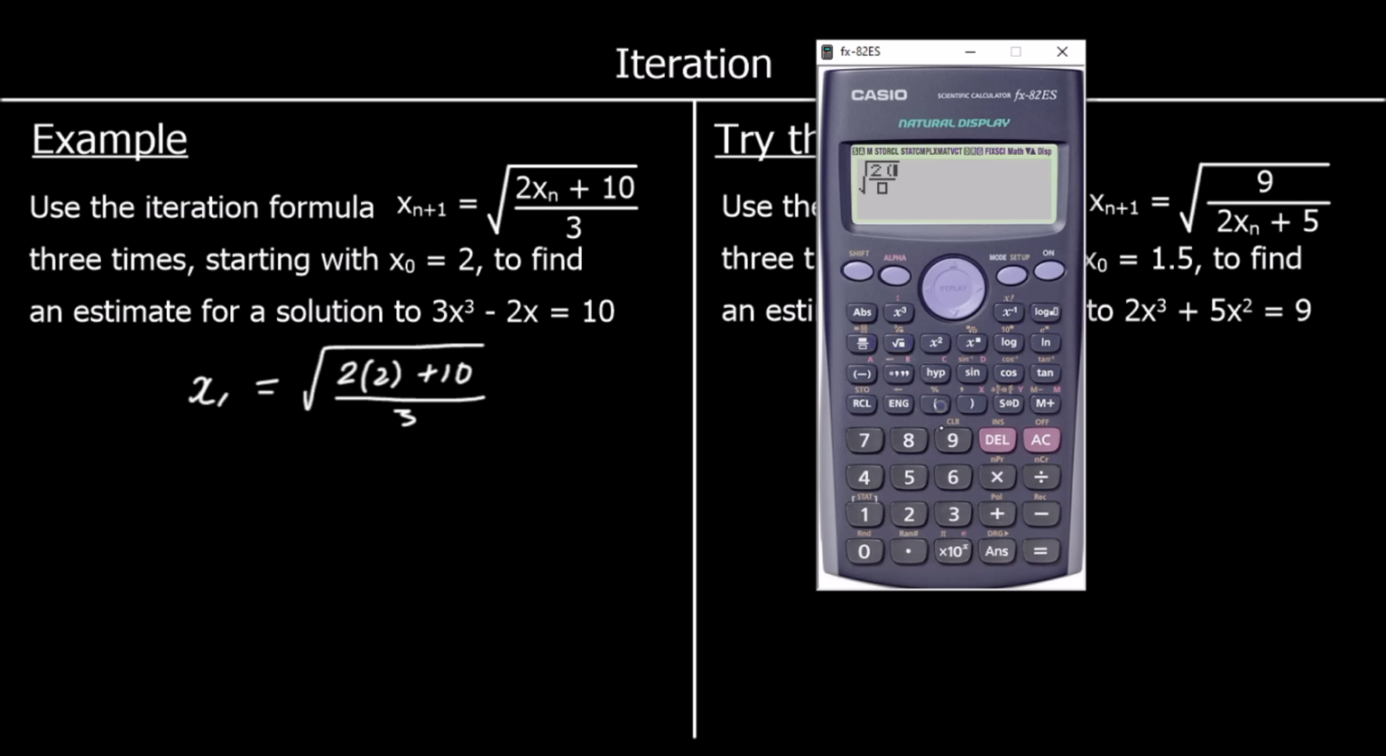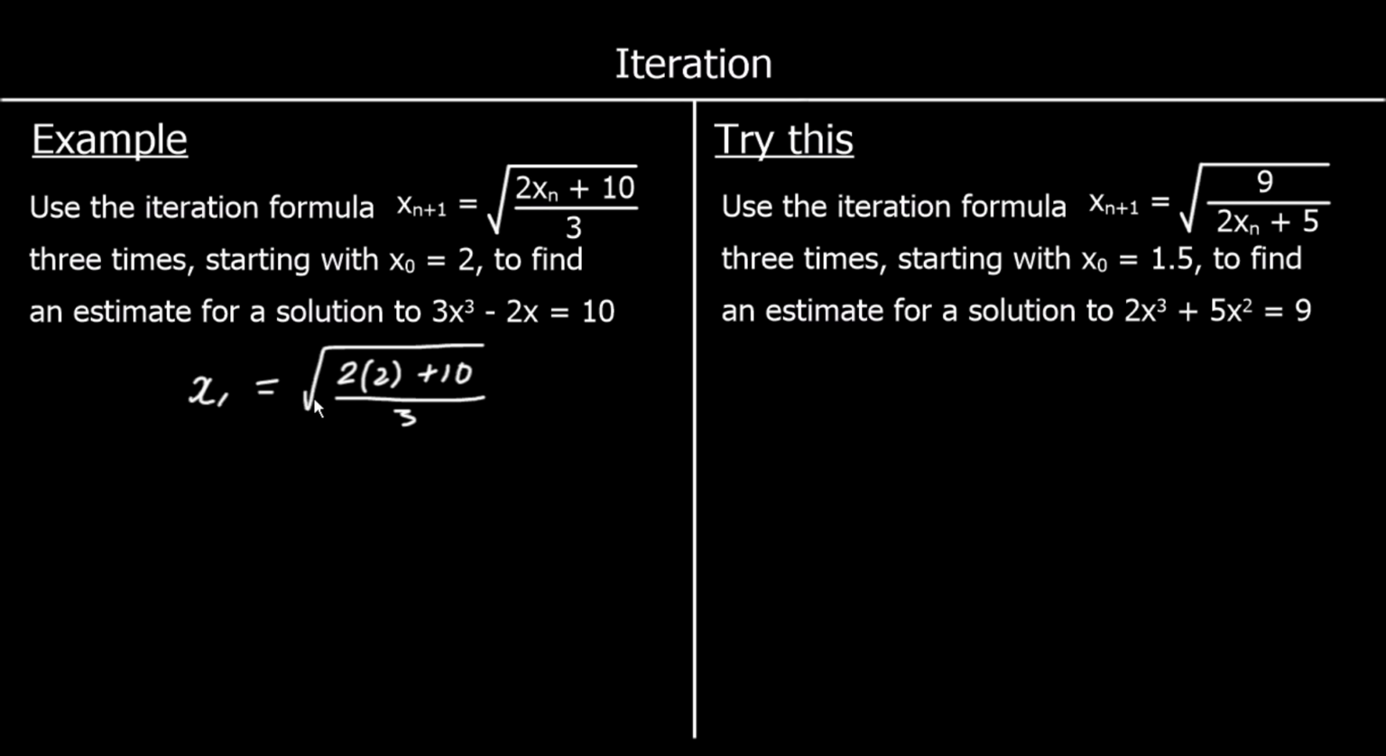And we've got 2 times answer plus 10 over 3. So the square root over all of it, 2 times answer plus 10 over 3. Press equals. So we've got 2.16024 and so on.